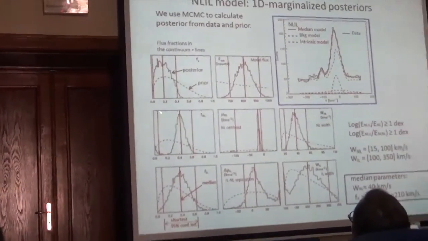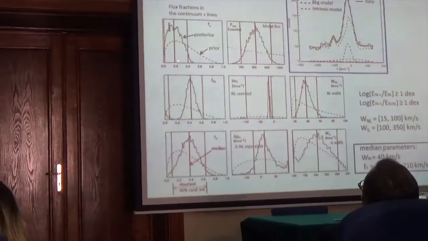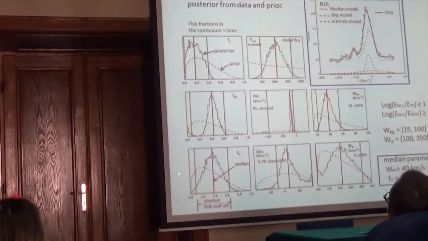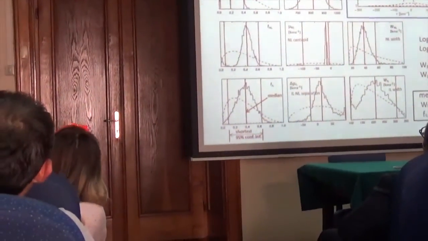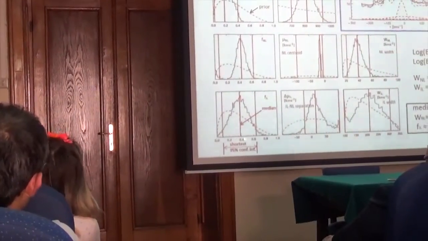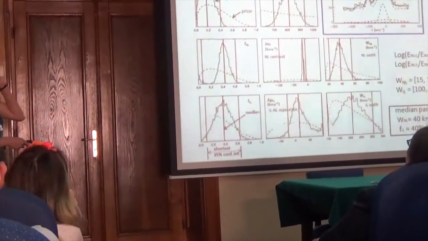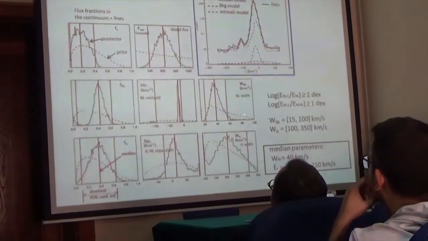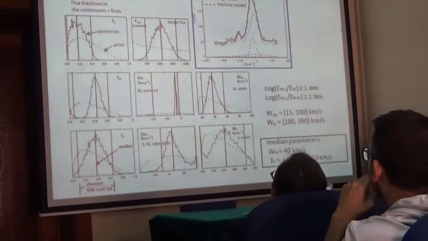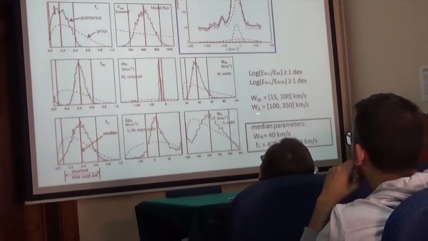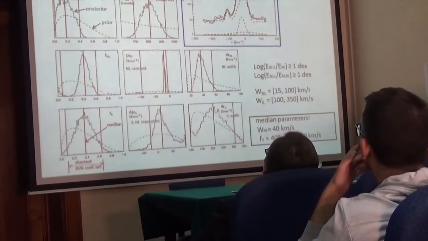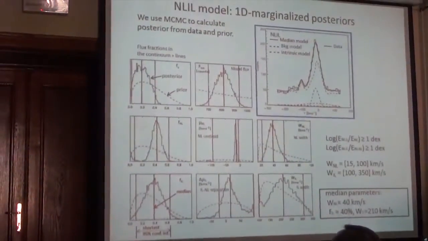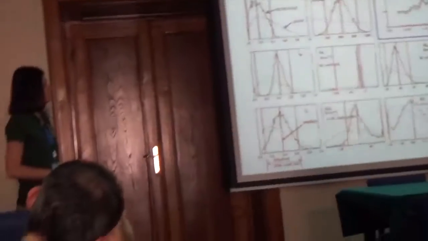In these plots, you can see the prior distribution and the posterior that we calculate in the solid black line. We summarize these posteriors by taking the median of the distribution and the shortest 95% confidence intervals. For example, for the narrow line limits, we use the range from 15 to 100 kilometers per second, and for the intermediate line, we use the range between 100 and 350 kilometers per second. These are not just ad hoc numbers; there is some theory behind it.